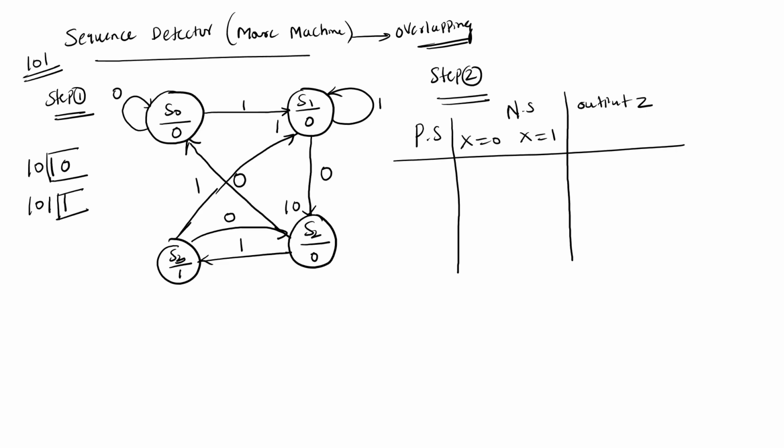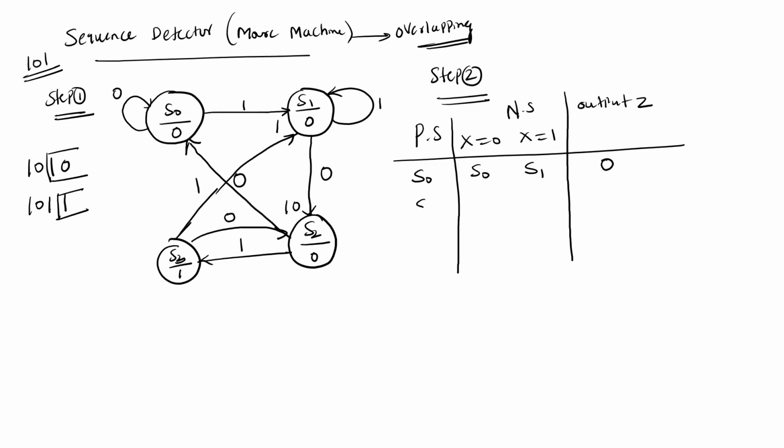So present state is S0. Here x equal to 0. What is the next state? It will be in the same state, S0. And x equal to 1, it will go to the next state, S1. And what is the output? Output is 0 only, since you are not getting any sequence.